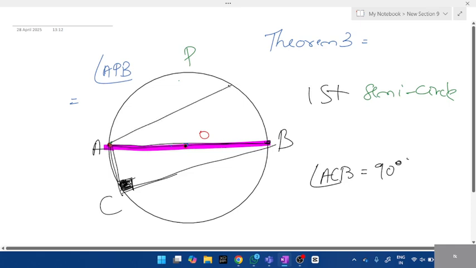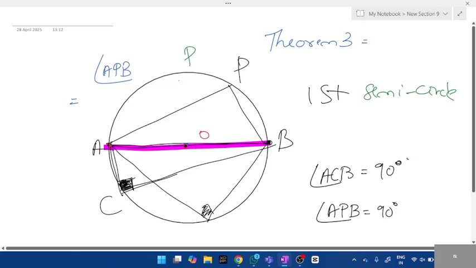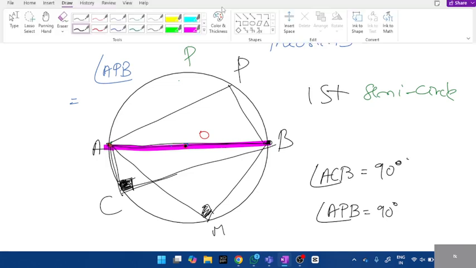Let me take another angle, P. What's the value of APB? 90 degrees. AB is the diameter. From the diameter, you draw any chord, you can remember like this. From the diameter, you draw any chord, that will be 90 degrees. This, even this, 90 degrees. AMB also will be 90 degrees.